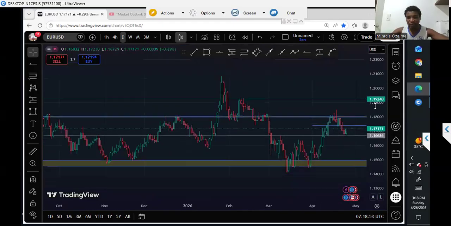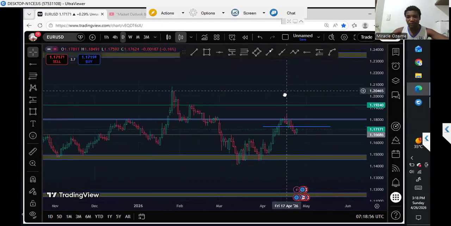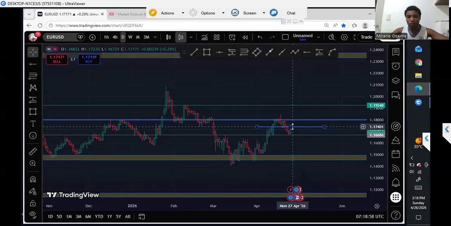Euro USD as of the moment is looking 50-50. We can have a push towards the upside. Then this is just a retest. For me, this is just a retest of this consolidation around this area. This is looking like we are having bullish momentum towards the upside.